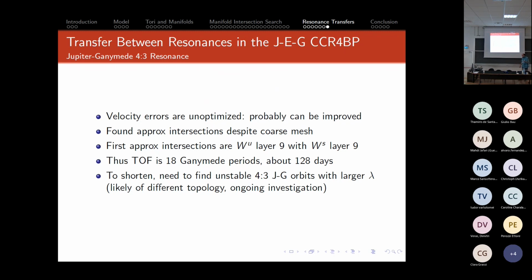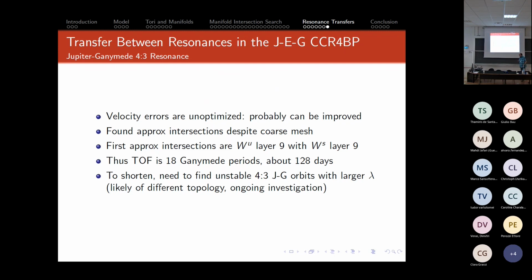One thing, though, is that these manifolds, we did have to globalize out about 9 layers on each side, which refers to, you have to sum the layer indices. So that gives a total flight time from the immediate vicinity of each resonant orbit to the immediate vicinity of the other of about 18 Ganymede revolutions, which is, I think, about 128 days.